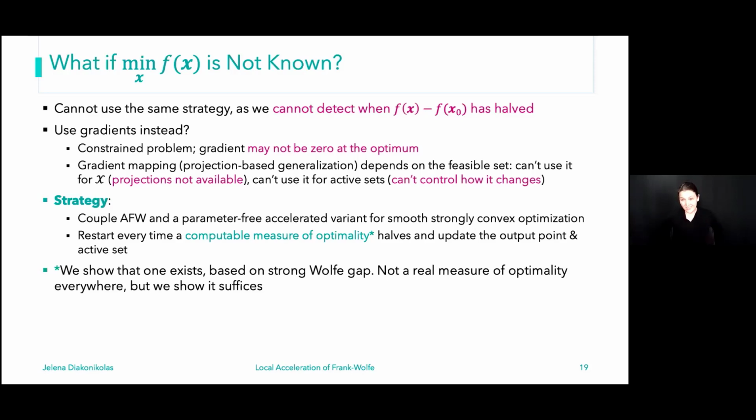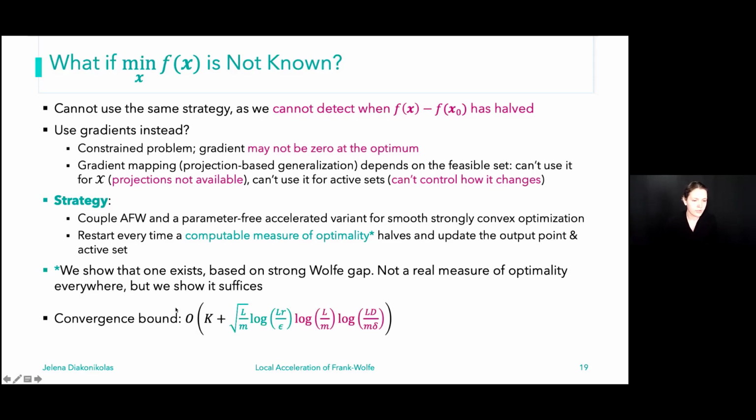It turns out that this measure of optimality that we use is not a real measure of optimality everywhere, but when you get close to the optimum, it works. So it requires technical work to actually show that it works, but it is possible. I just want to give you a high level idea of what happens. And there is a parameter-free variant of Nesterov that you can use in between these restarts that makes the whole thing go through.